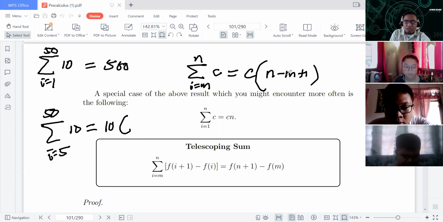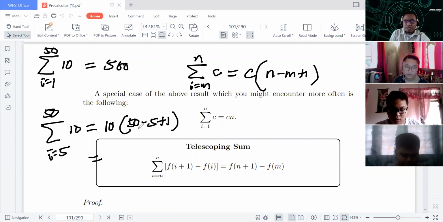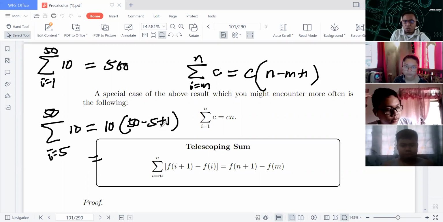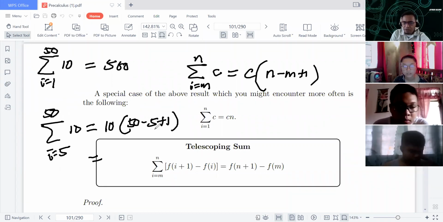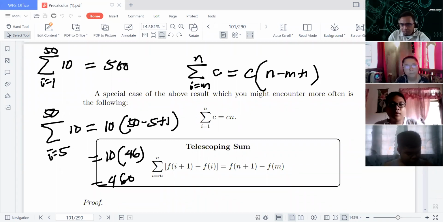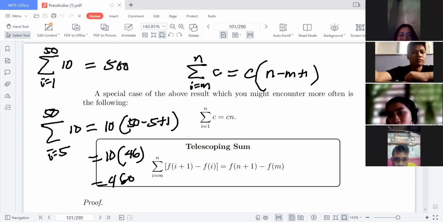So your n is 50, right? Your m is 5, then plus 1. Okay? So in this case, 50 minus 5 plus 1 is just equal to 46. So it will be 10 times 46. So your answer is 460. Clear?